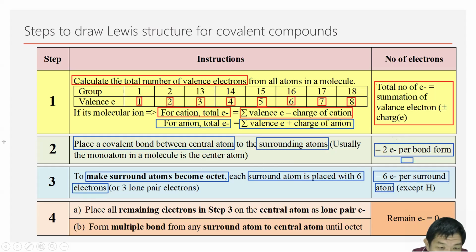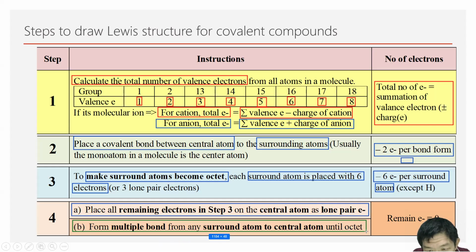And then if after step 3 you still have remaining electrons, you have step 4a: place all the remaining electrons from step 3 on the center atom as lone pair electrons. Or there is an alternative step here. If you have no more electrons left, in step 4b you form multiple bonds from any surrounding atom to make sure that the center atom also achieves an octet. You have to make sure that no electrons remain at the end of your calculations.